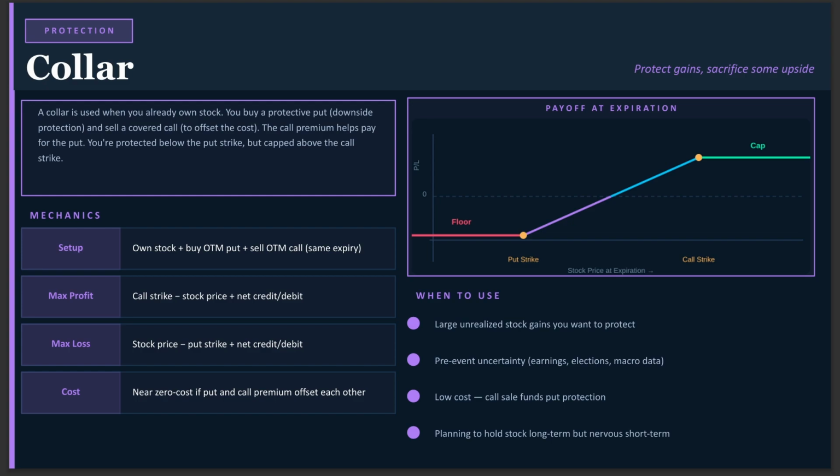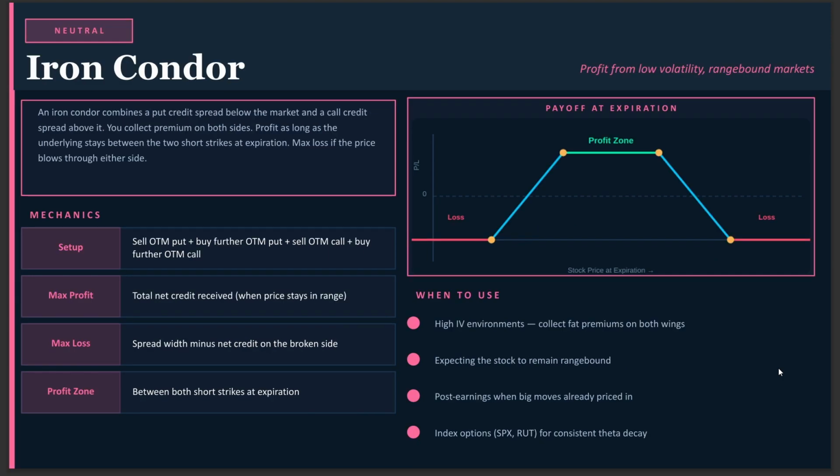Yeah, so the collar and the protective put are one and the same. One just has an extra leg that caps upside. All right. You can start using the collar ASAP. The collar is great for anything that's at all-time highs and you want to still hold your shares and protect to the downside.